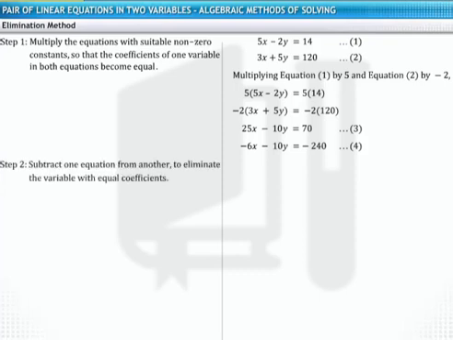The next step is to subtract one equation from another to eliminate the variable with equal coefficients. In this case, we'll subtract. So, we now subtract the fourth equation from the third equation. This eliminates the variable y and leaves the equation with just one variable.